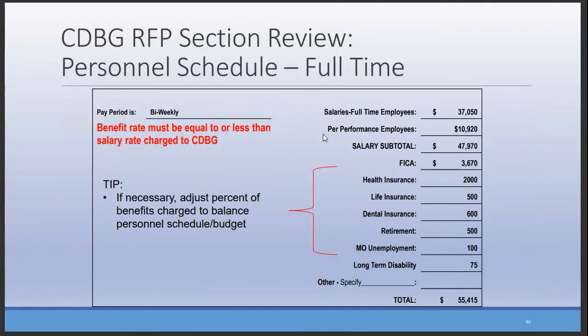Here is the bottom section of the full-time personnel schedule. Note that the benefits must be equal to or less than the salary rate charged to CDBG. I spoke about making minute changes to the percent charged to balance out the personnel schedule within reason. You could also make adjustments to the percent of benefits charged to make your numbers work as well.